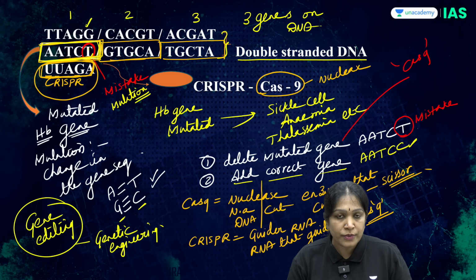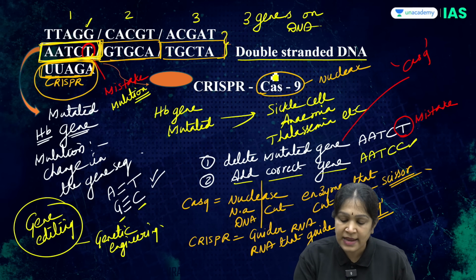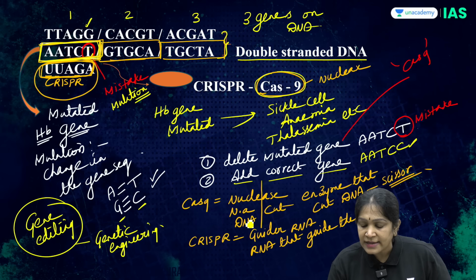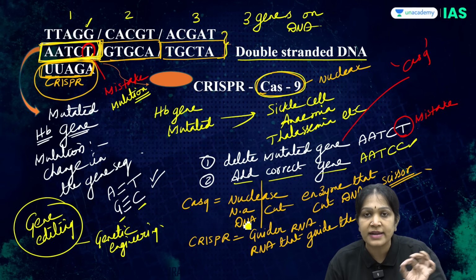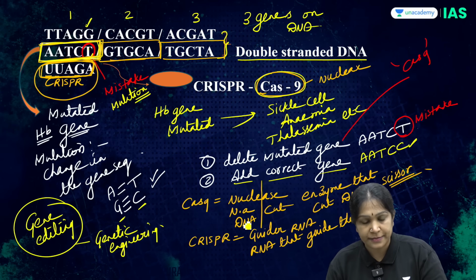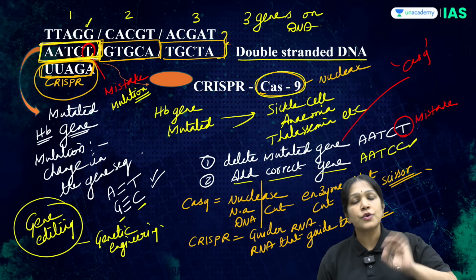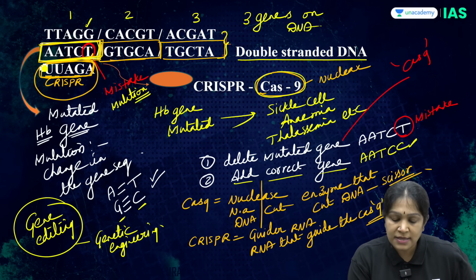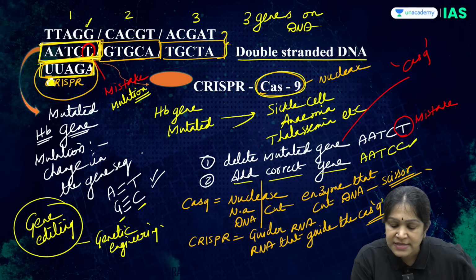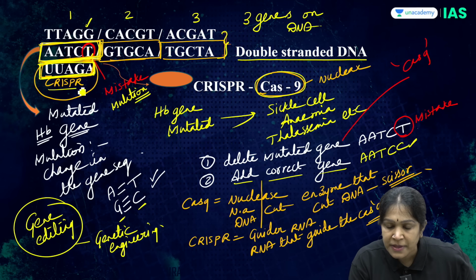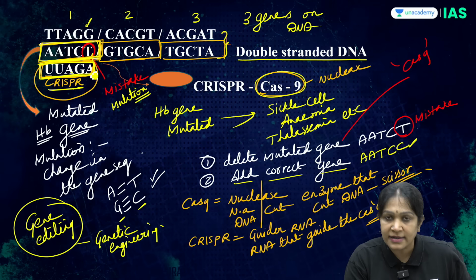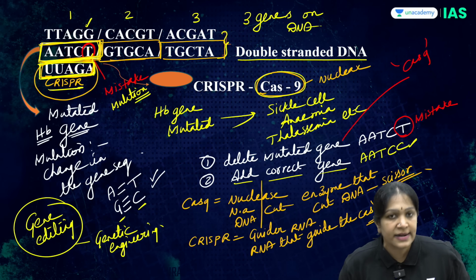Who will cut this mutated gene? Cas9, because it is a nuclease enzyme, a DNA cutting enzyme, an enzyme that can cut the DNA like a scissor. But this does not know where to cut. What shows it where to cut? See, there is an RNA piece, a piece of RNA called CRISPR. The CRISPR will bind to whatever gene we have to cut. Then the Cas9 will cut the gene to which the CRISPR is added.